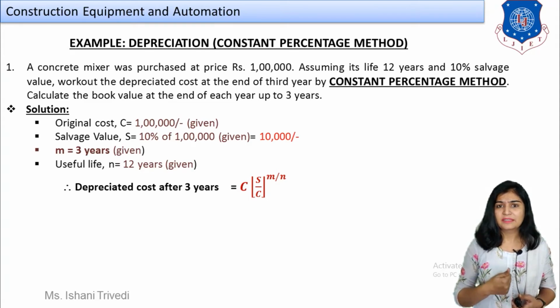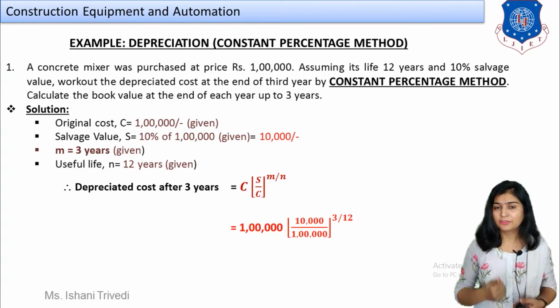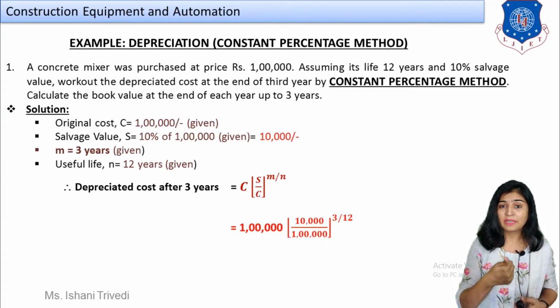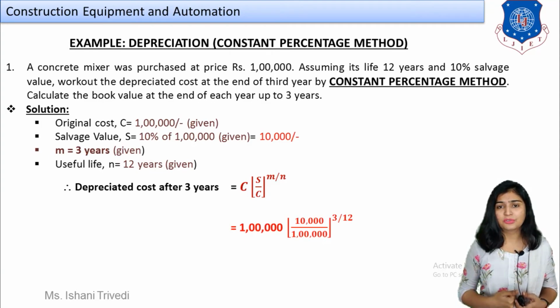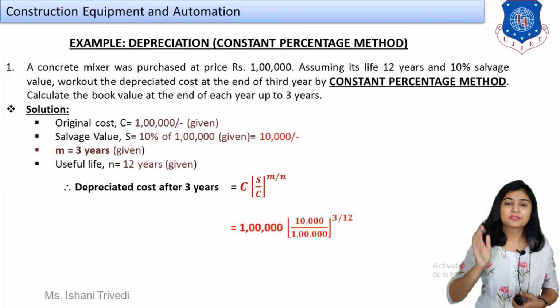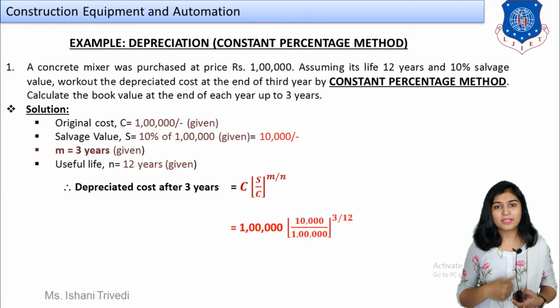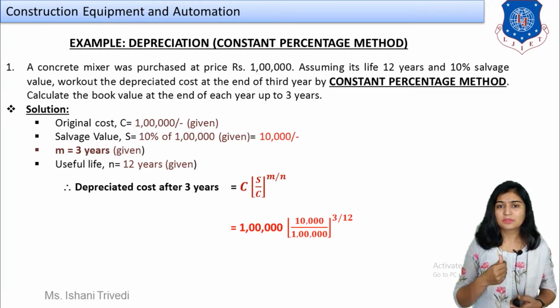So the depreciated cost at 3 years. Directly to find out the depreciated cost at the end of 3 years, we have the second formula of constant percentage, that is C into (S by C) raised to m upon n. So students, this is valid for S not equal to 0. You can see that if we had put S equal to 0 over here, if there was no salvage value, then this formula would not be valid. That is a drawback of this method. So substitute all the values, put the value of C, S divided by C, and m by n. m is equal to 3 and n equal to 12.